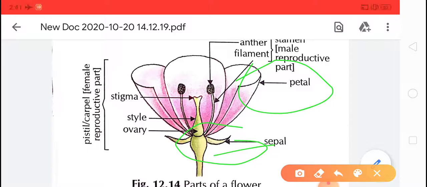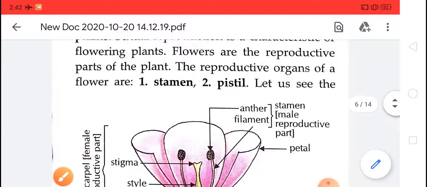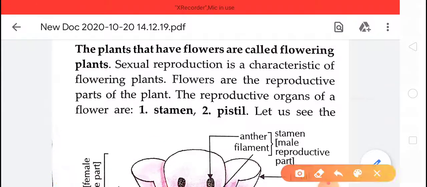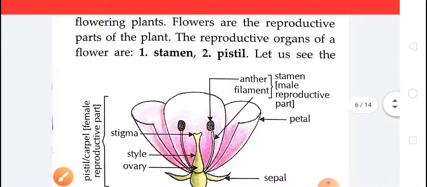The third part of the flower is the stamen, the male reproductive organ. And the fourth one is the pistil, the female reproductive part of the flower. Clear? So basically in our syllabus we have these two parts, stamen and pistil. Stamen is the male reproductive part and pistil is the female reproductive part.